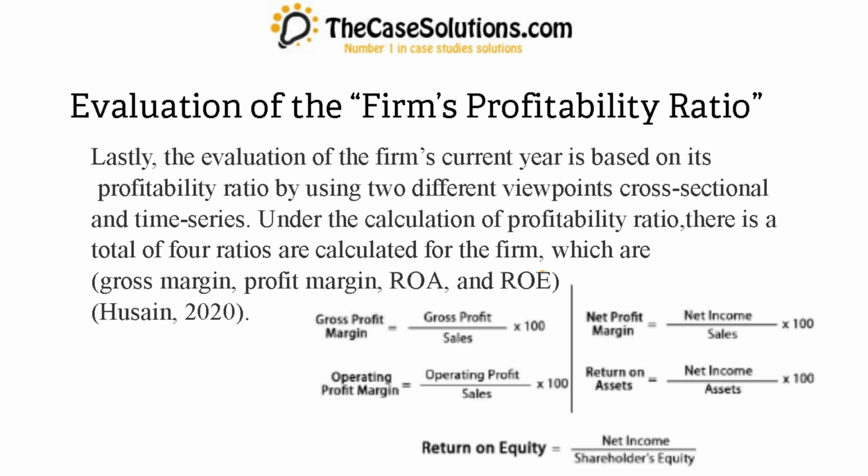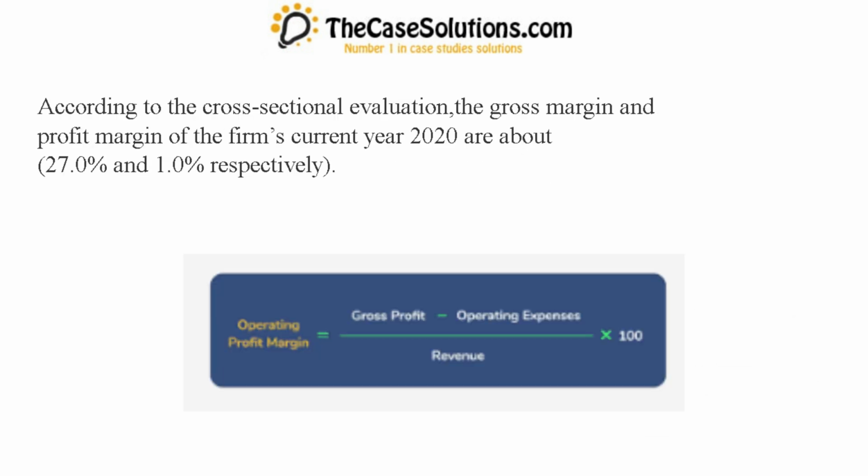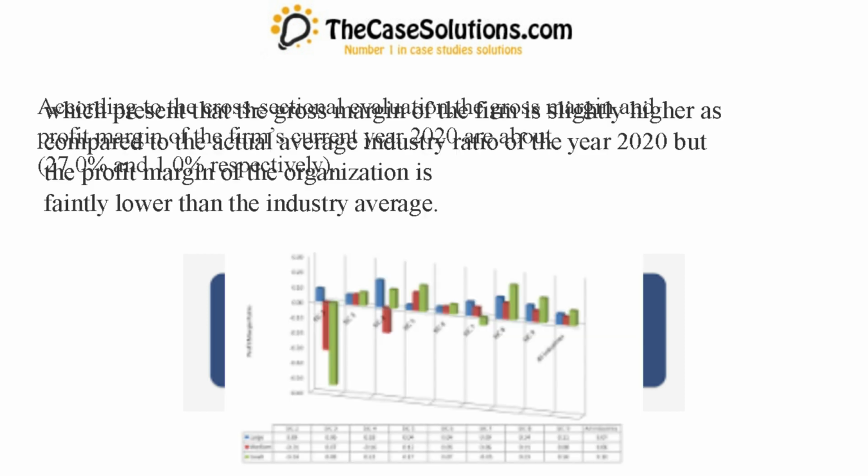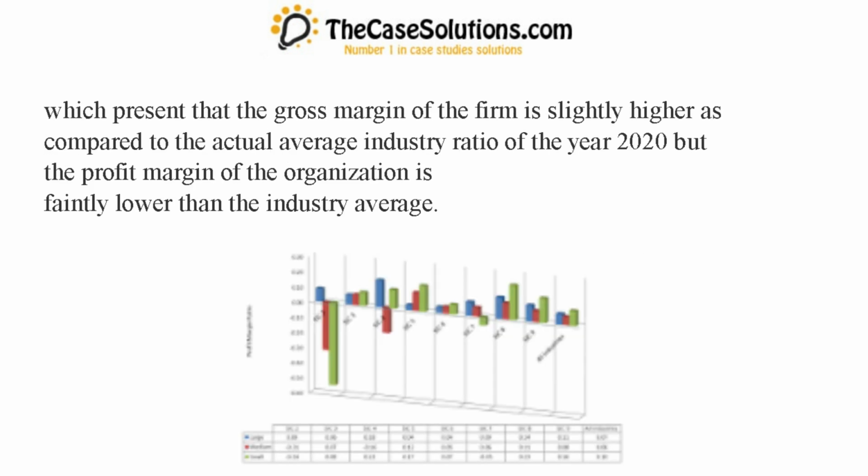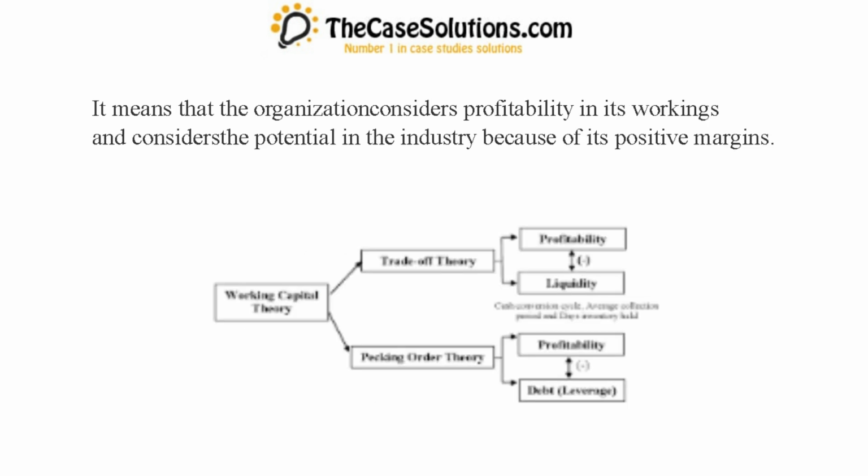Hussein, 2020. According to the cross-sectional evaluation, the gross margin and profit margin of the firm's current year 2020 are about 27% and 1% respectively, which shows that the gross margin of the firm is slightly higher as compared to the actual average industry ratio of the year 2020, but the profit margin of the organization is faintly lower than the industry average. It means that the organization considers profitability in its workings and considers the potential in the industry because of its positive margins.